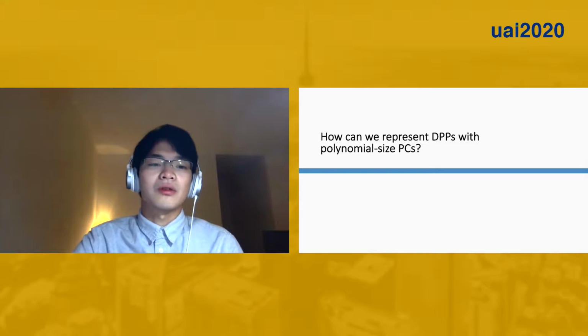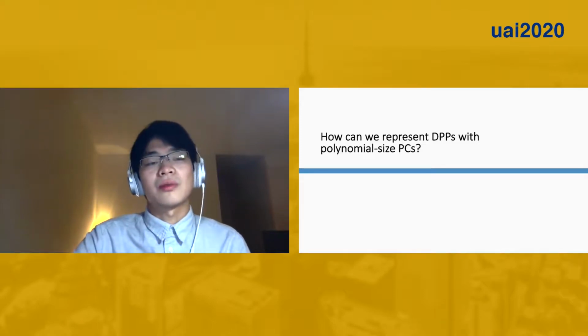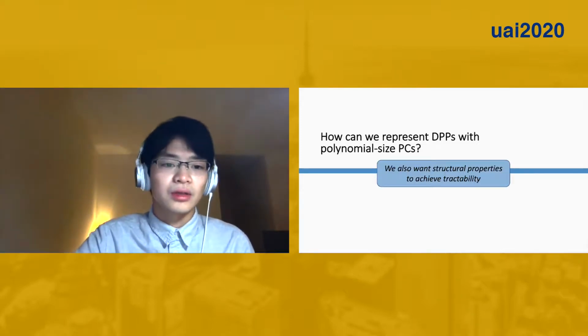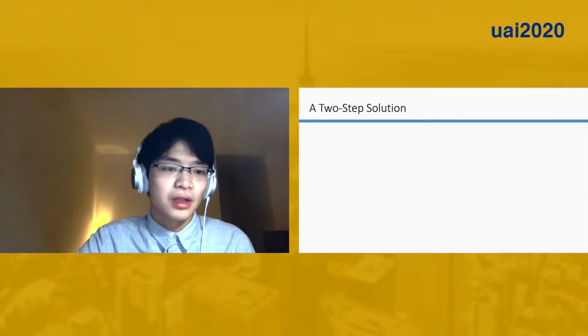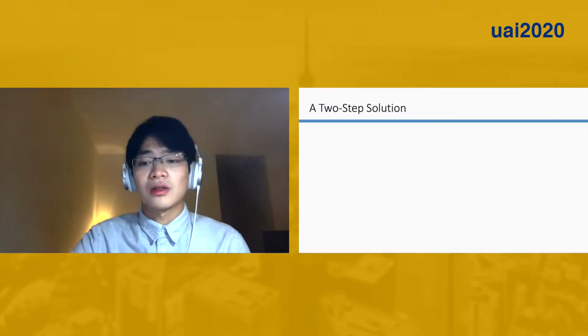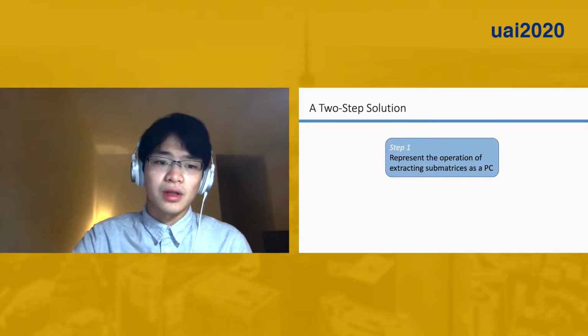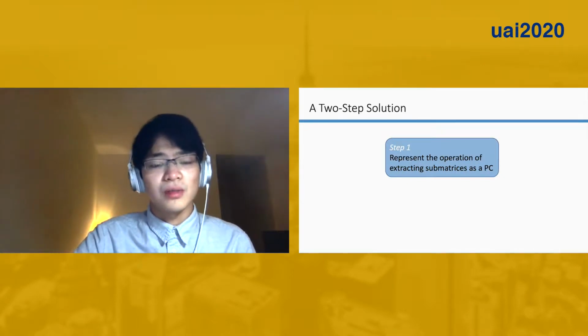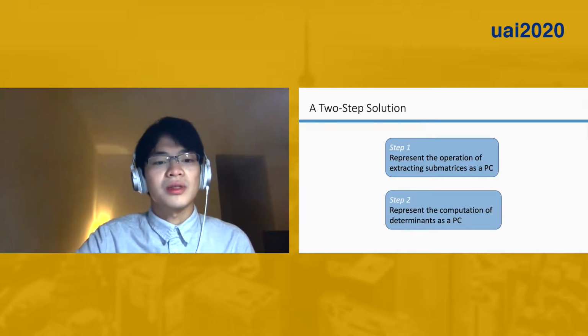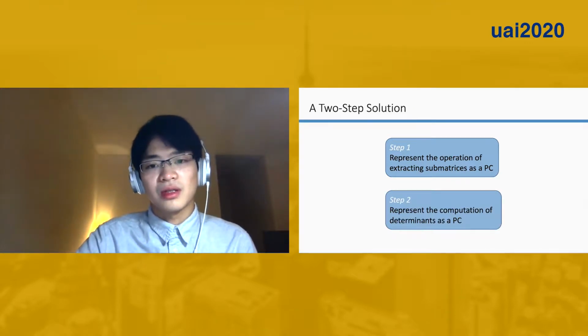All right, let's get back to our original question. How can we represent DPPs with polynomial-sized PCs? In particular, we also want structural properties of the representation to achieve tractability. Our first observation is that this question may be answered by a two-step solution. Step one is to represent the operation of extracting submatrices as a PC, and step two is to represent the computation of determinants as a PC.